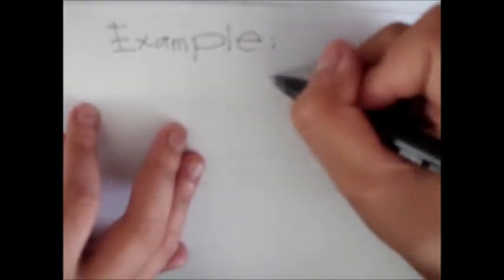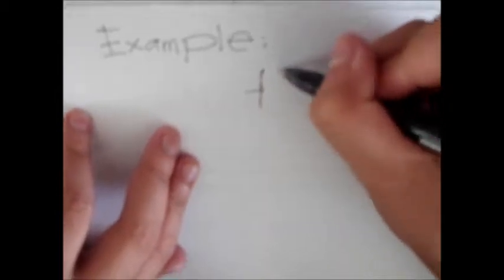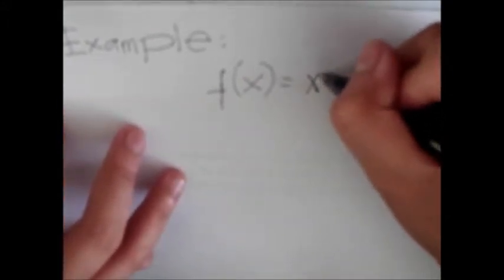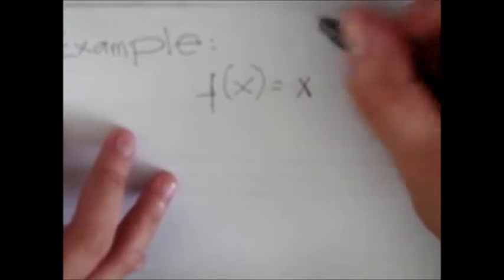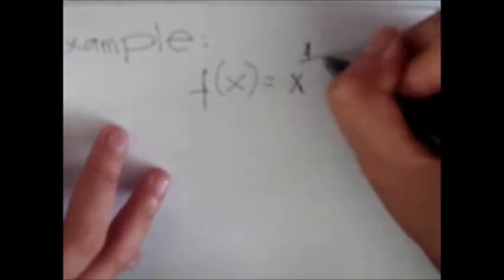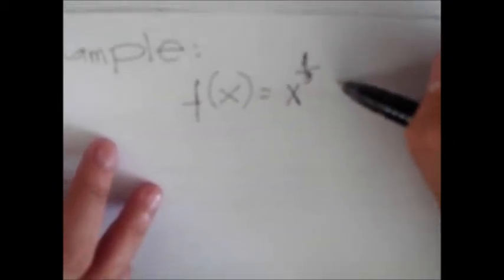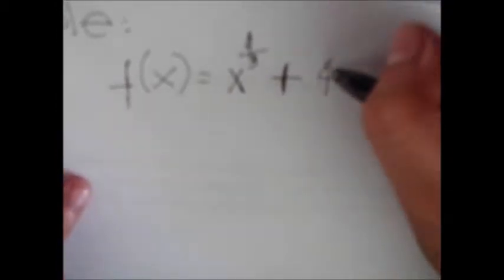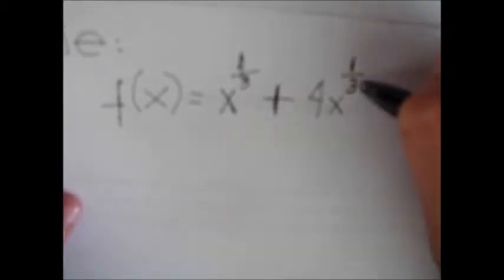For example, we have this function: f of x is equal to x to the power of 4 over 3 plus 4 times x to the power of 1 over 3.